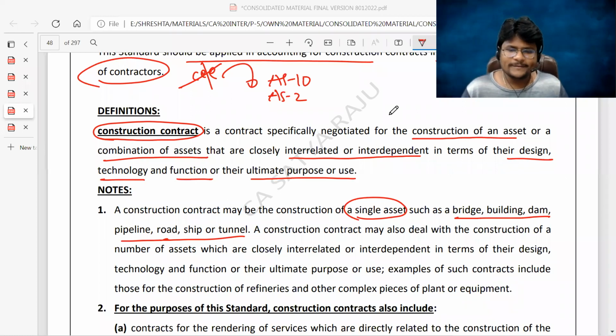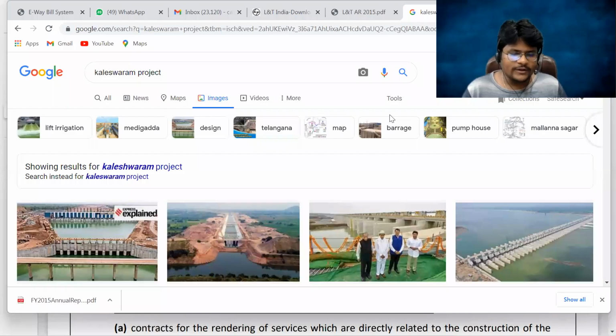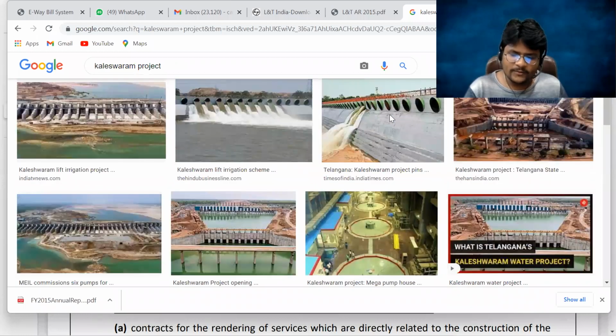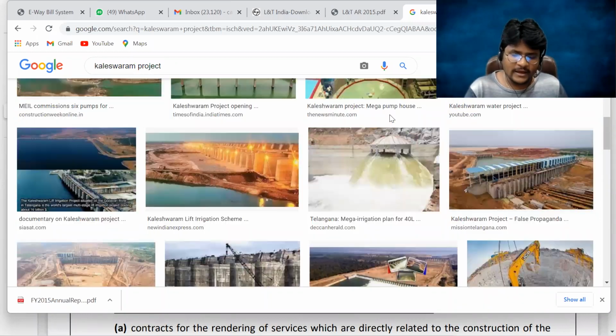Kaleshwaram project, guys. The Telangana government has prestigiously done the Kaleshwaram project, which is also construction-related activity, which is construction of dams. If you want to check, the Kaleshwaram project is here. These are pictures related to the Kaleshwaram project, which is actually a very big project. It is a lift irrigation scheme, where the technology is a little bit different. Lift irrigation is different from normal dams.